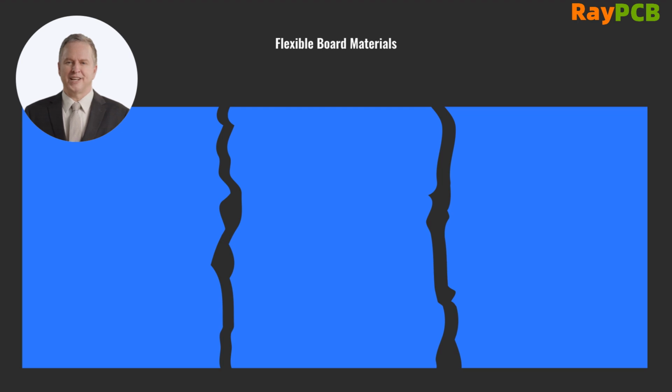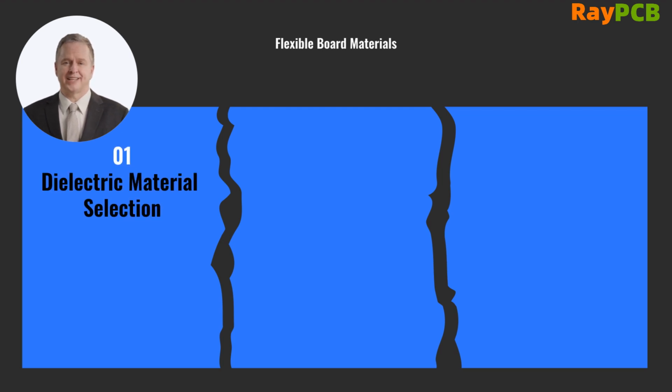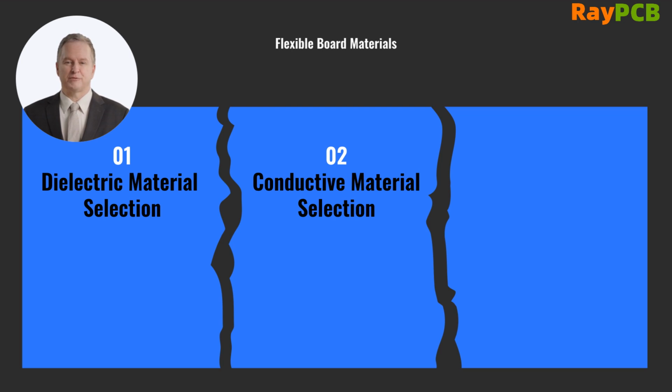The materials section delves into dielectric and conductive material selection for flexible boards, covering prepreg, adhesives, and surface finishes. It discusses electrolytic copper plating and other metallic coatings, essential for ensuring optimal performance and reliability in flexible circuit applications.